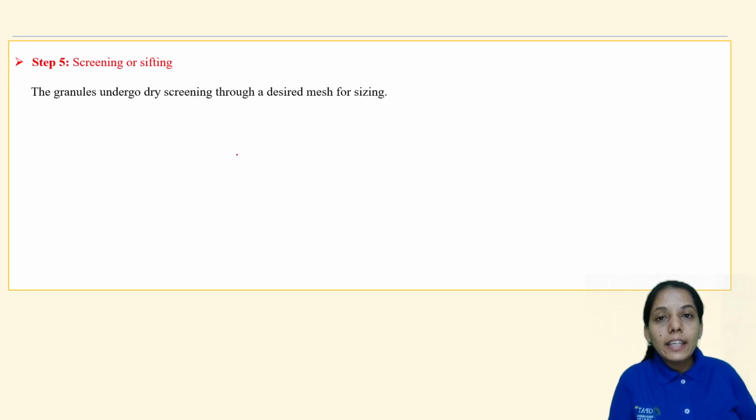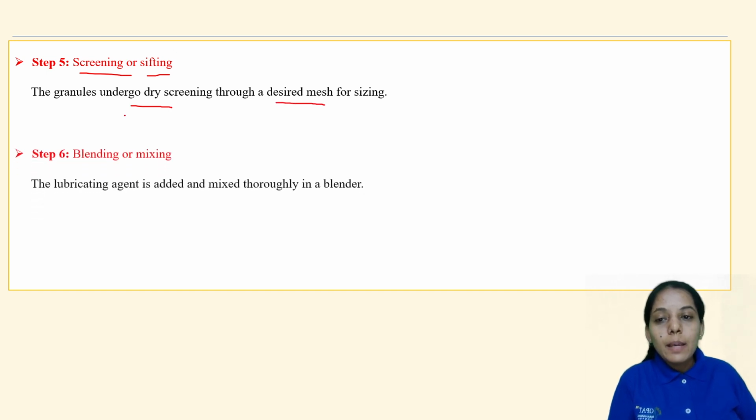Step 5 is screening. To form a uniform size, screening is done, also known as sifting. We have to pass the deslugged granules through sieves. So the granules undergo dry screening through a desired mesh for sizing. Step 6 is blending or mixing. The lubricating agent is added and mixed thoroughly in a blender.